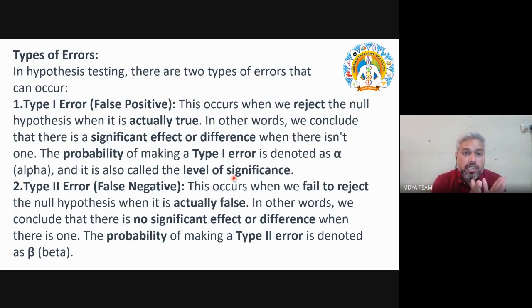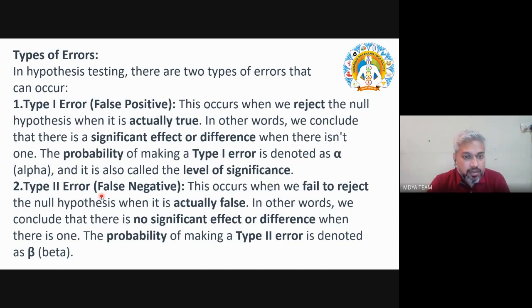So a question can come in your examination from the type 1 error, like what is the other name of type 1 error? They will give you the option false positive. And what we do in type 1 error, we reject the null hypothesis when it is actually true. They can also ask you about a significant effect or difference when there isn't one. How do you denote the type 1 error? We denote it as alpha, and it is also called the level of significance.